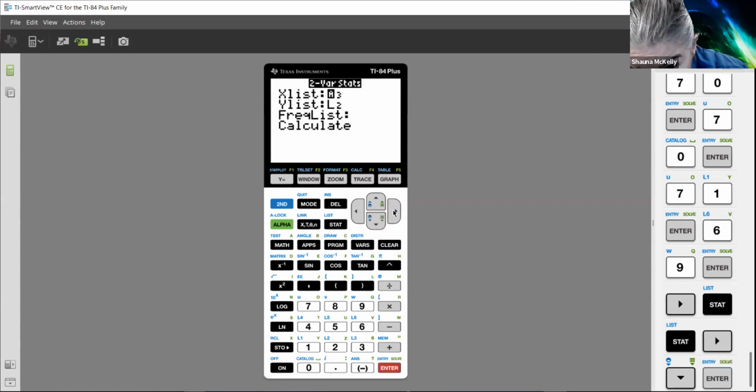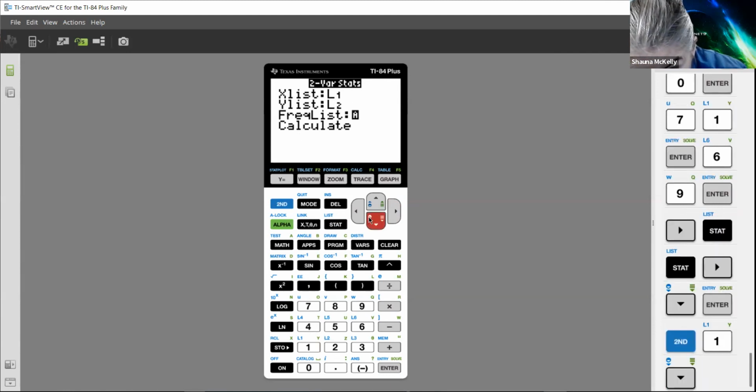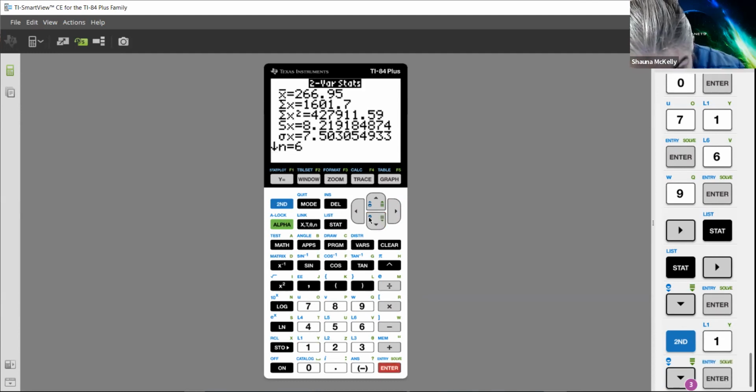If you go to two-variable stat, you want to make sure that you enter your X list, which for me is L1, and my Y list is L2. I don't have a frequency list, so I'm going to calculate this. The numbers I want to pay attention to are the ones on the screen. 266.95 is my X bar.